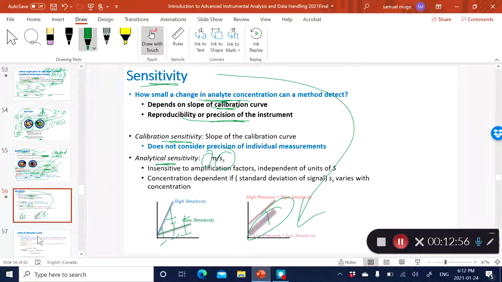Because you can see, if I put in the error bars in that case, all that becomes the analytical sensitivity. And so, which is a much more robust way of defining sensitivity compared to calibration sensitivity. All right. So sensitivity is affected by the slope as well as reproducibility or precision of the instrument.